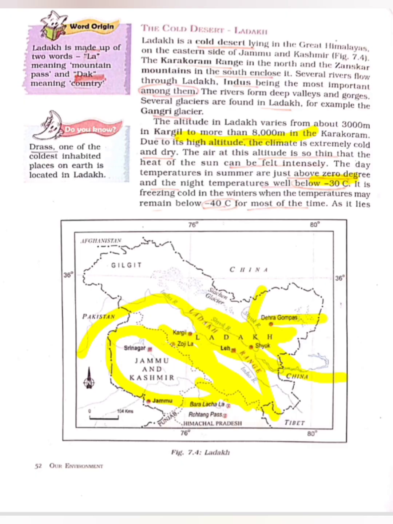And Dras, one of the coldest inhabited places on the earth, is located in Ladakh. You know about the cold desert, which is present in Ladakh, with an extreme climate and no vegetation. In the day the temperature is around 0 degrees Celsius and at night below minus 30 degrees Celsius, and in winter it remains freezing.